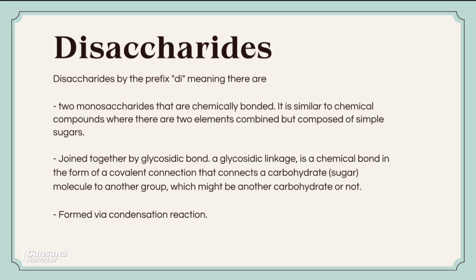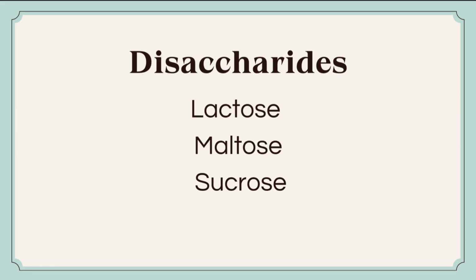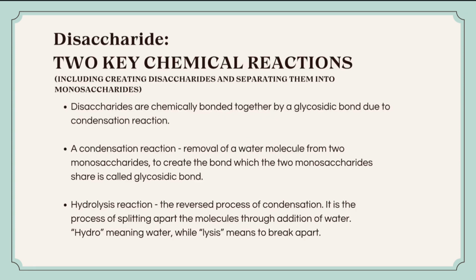The glycosidic bond is formed via condensation reaction, which is a chemical reaction in forming disaccharides. We will discuss that later, but first, these are the examples of disaccharides: sucrose, lactose, and maltose. Two key chemical reactions, including creating disaccharides and separating them into monosaccharides: condensation reaction and hydrolysis reaction.